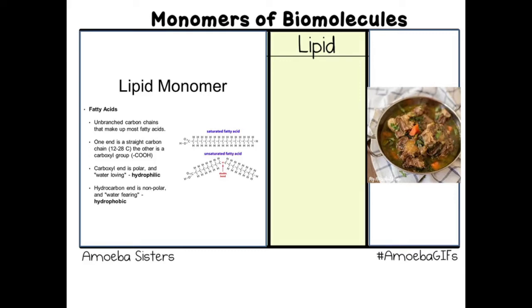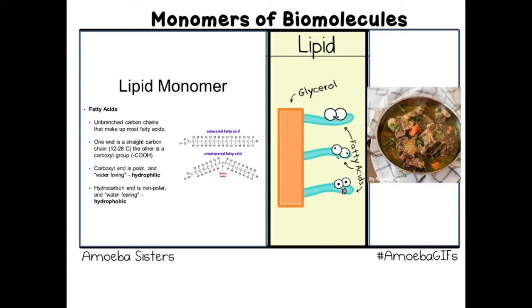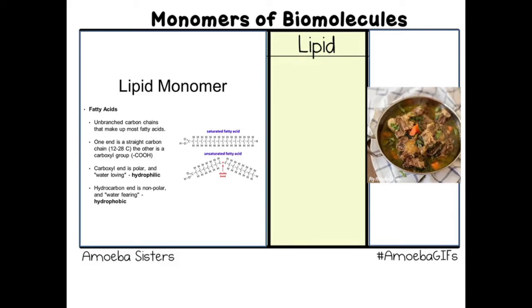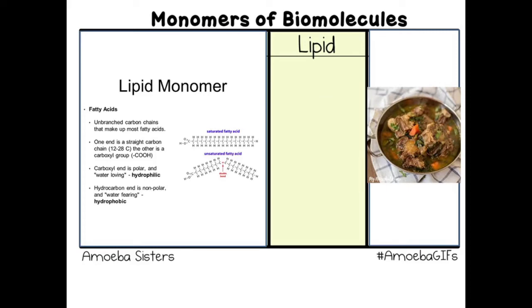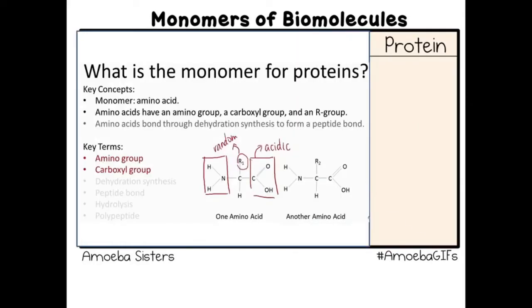There are two types of ends. The carboxyl end is polar, which is water loving, which means hydrophilic. The other one is the non-polar hydrogen end, the hydrocarbon end, which is water fearing, which means hydrophobic. The lipid contains fatty acids and glycerol molecules. Here in the image, fried meat is given as an example.